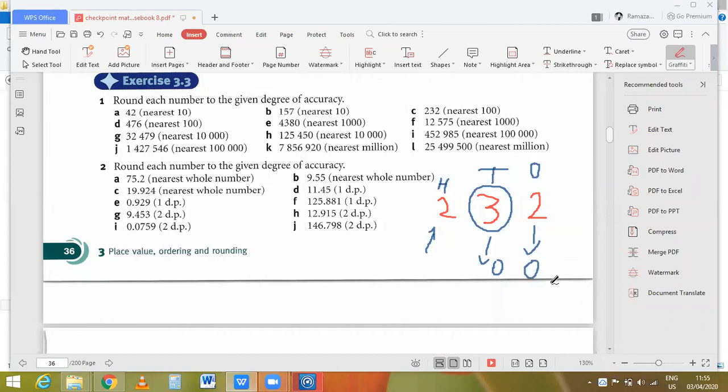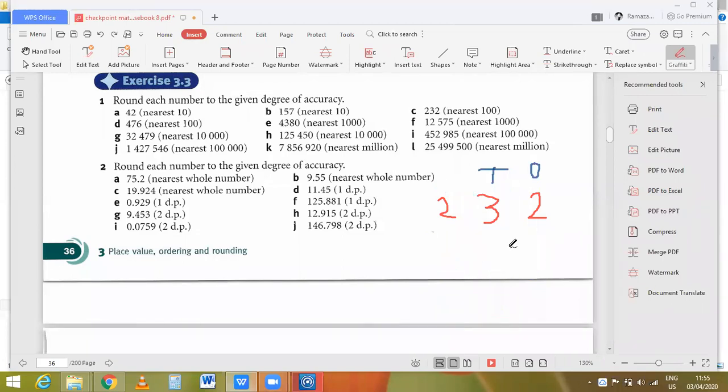So the answer is going to be what? This is going to be 200. So let's write 200 here. Again, ask yourself: the answer is going to be either 200 or 300. 232 is much closer to 200 than 300. That's why the answer is going to be 200.